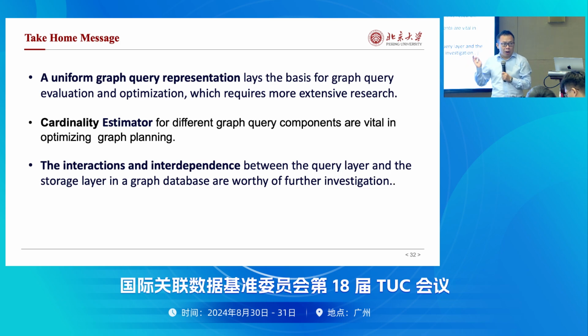The third one I did not talk about, but I think it is very important. I just talked about the query layer in the graph database. But you know, for the database system, we have different layers, query layer, storage layer, and others, right? So the interaction and interdependence between the query layer and the storage layer should play a very important role in query optimization. So I think this is also an interesting topic.